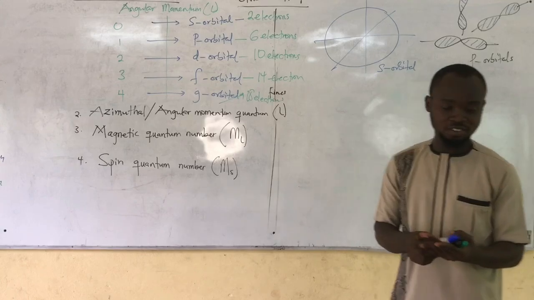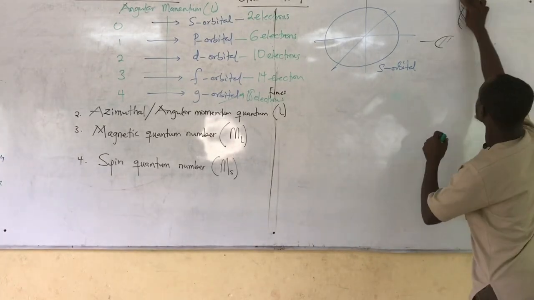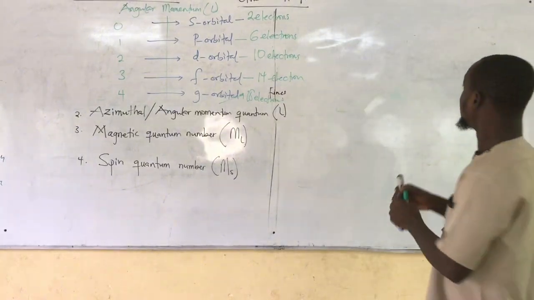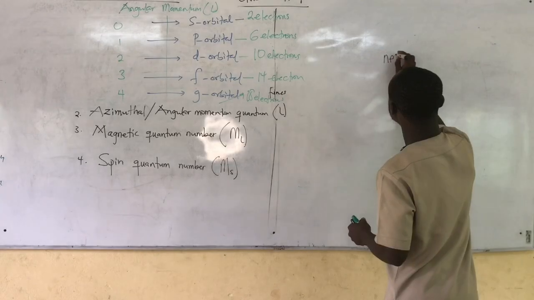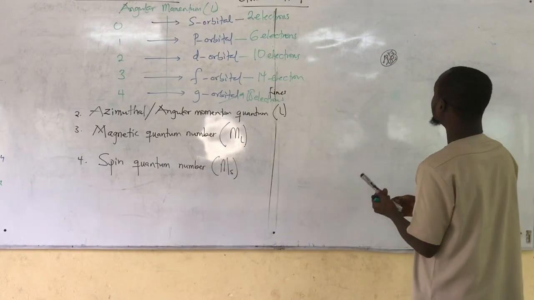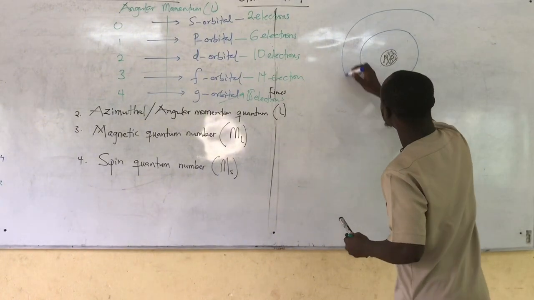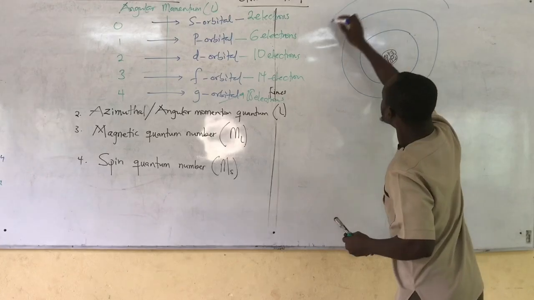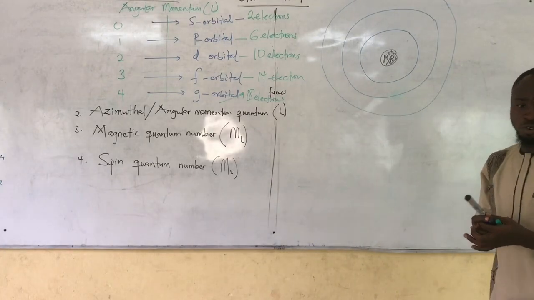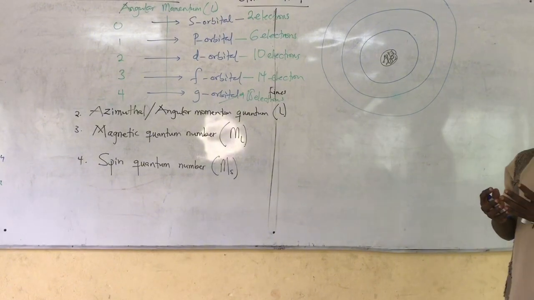Now let's take a simple structure of the atom. So I have my neutrons and protons making up the nucleus. Is that okay? And then I have the shells.